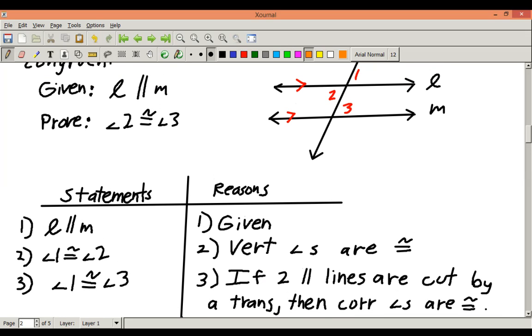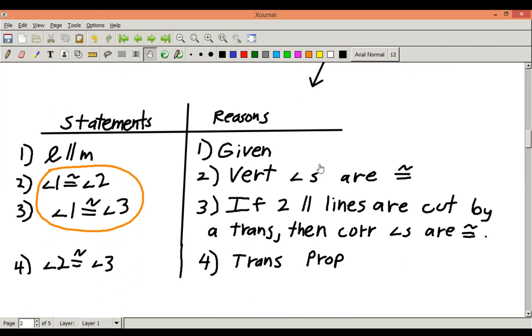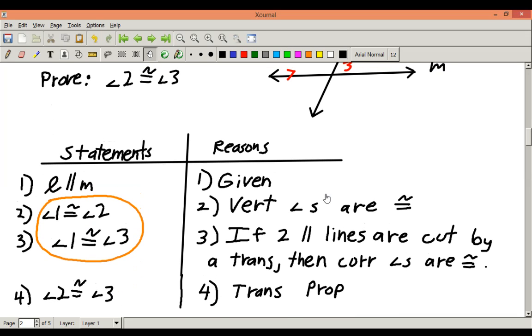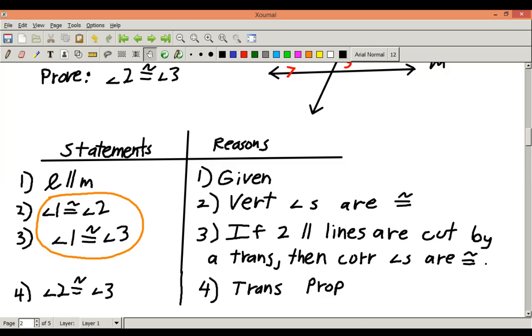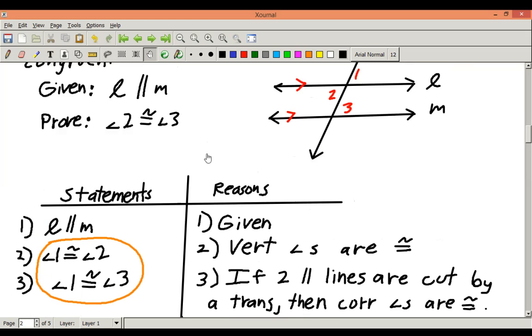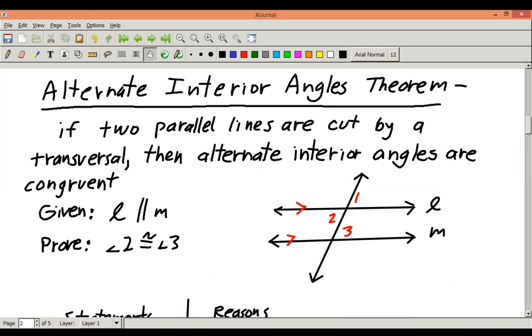Now, look at these two statements put together. All right, so we got angle 2 congruent to angle 1. Angle 1 is in turn congruent to angle 3. So by the transitive property, we can say that angle 2 is congruent to angle 3, which is what we're trying to prove. So there you have it. That's the alternate interior angles theorem.